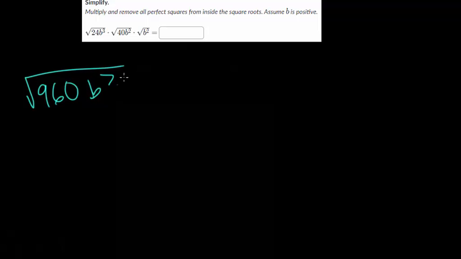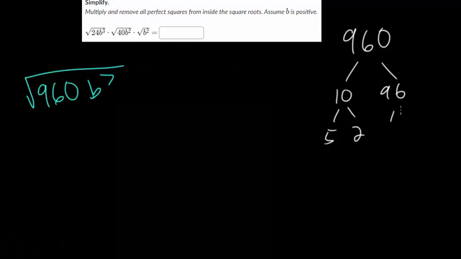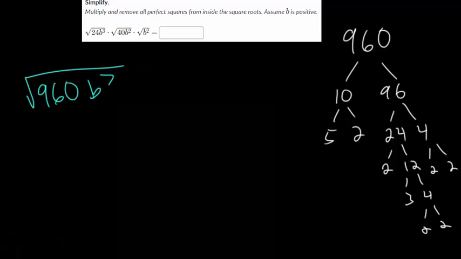So we've got an odd amount of b's, which means one of them is going to be left on the inside. And then 960, we're going to have to make a tree. So let's do 960. And we know it's 10 because it ends in a 0 times 96. 10 is just 5 and 2. 96 is 24 and 4. And 24 is simply 2 and 12. 12 is 3 and 4. And 4 is 2 and 2. Likewise, this here is 2 and 2. So this was a pretty big tree.